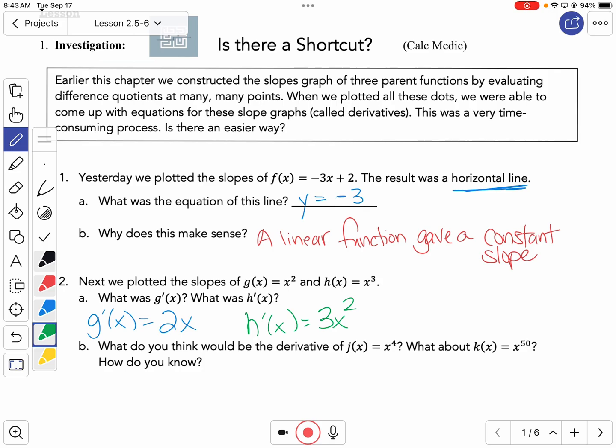Okay, and then flip it over to the next page. It goes on. It's got 4 questions. What transformation from the parent function produces the function y equals 5x? Upwards. Does that change the slope?